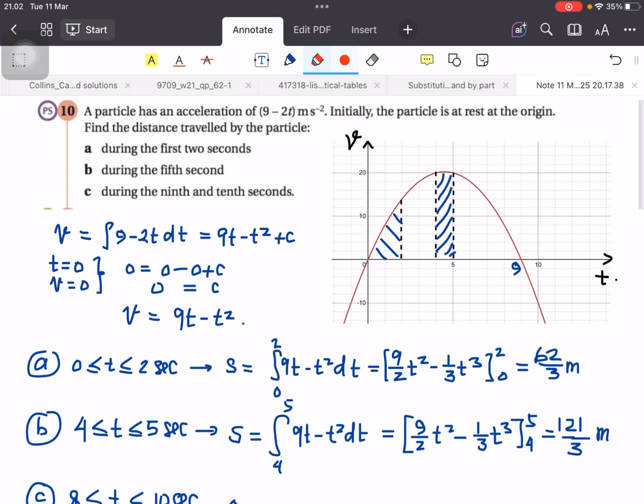And we can find that the area of this region is 121/3 meters, which is the same as the total distance traveled. So from 4 to 5.